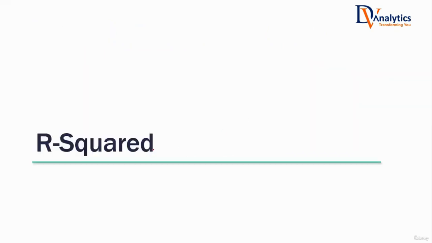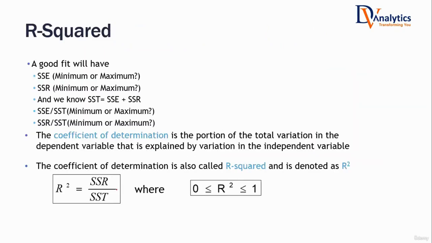This term is known as R squared. R squared is equal to sum of squares of regression divided by sum of squares of total. R squared is the model validation measure. When you're building a regression model, what should be the value of R squared for a good model?